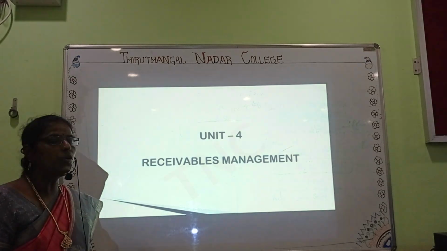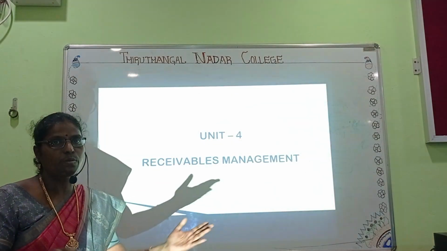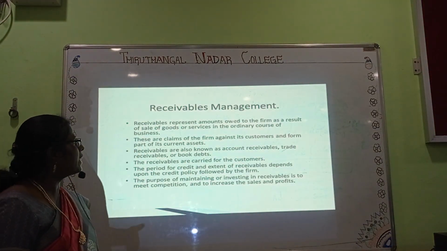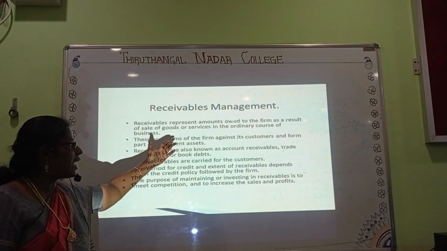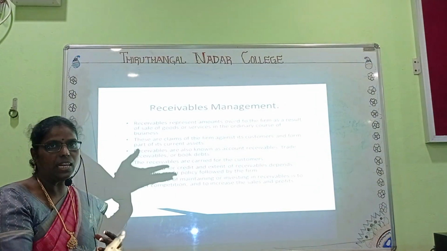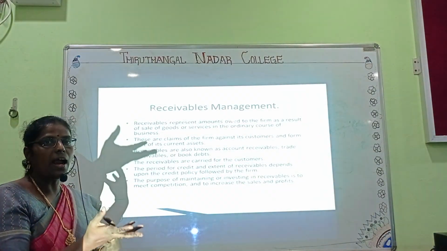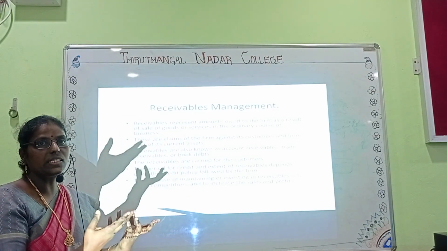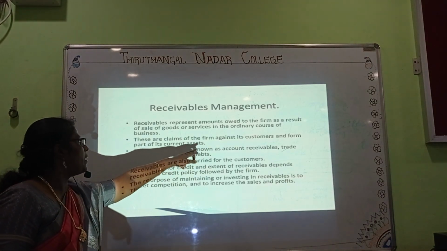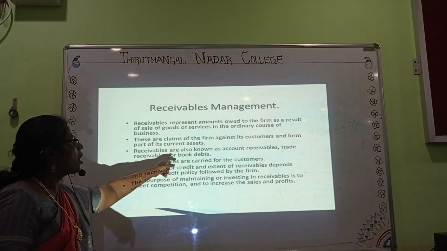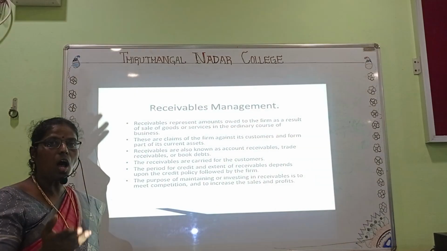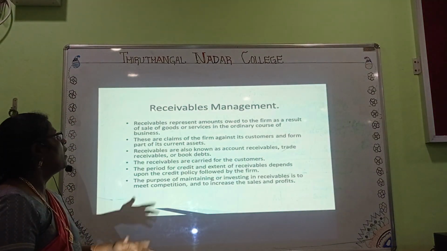Next we will move to unit 4, and unit 4 is about receivables management. Let me explain what receivables management is. Receivables represent amounts owed to the firm as a result of sale of goods or services in the ordinary course of business. When business organizations sell on credit, the amount they are to receive is called receivables. We can call it the claims of the firm. Receivables are also known as accounts receivable, trade receivables, or book debts. These are alternative names for receivables.